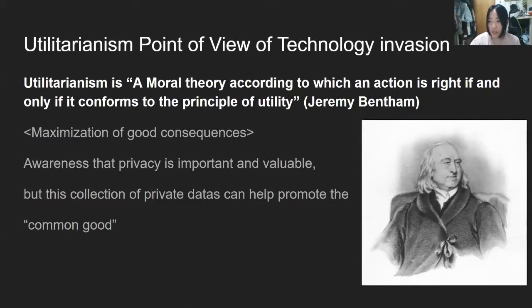Even if you believe that privacy is important and valuable, people still agree that there are ways in which the collection of vast amounts of data, such as by listening in on our conversations or our search engines and so on, can also help promote the common good and also prevent evil or the bad.